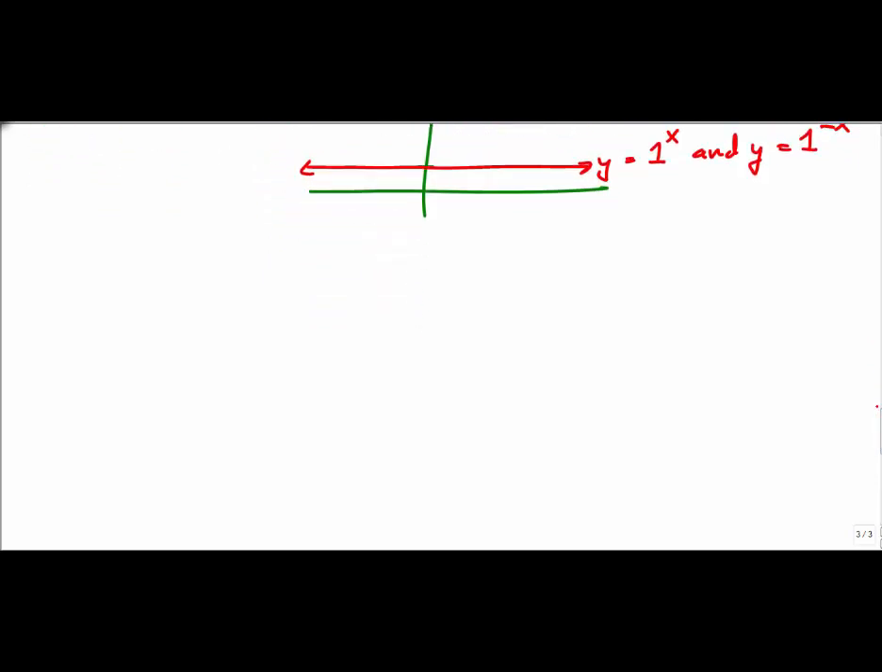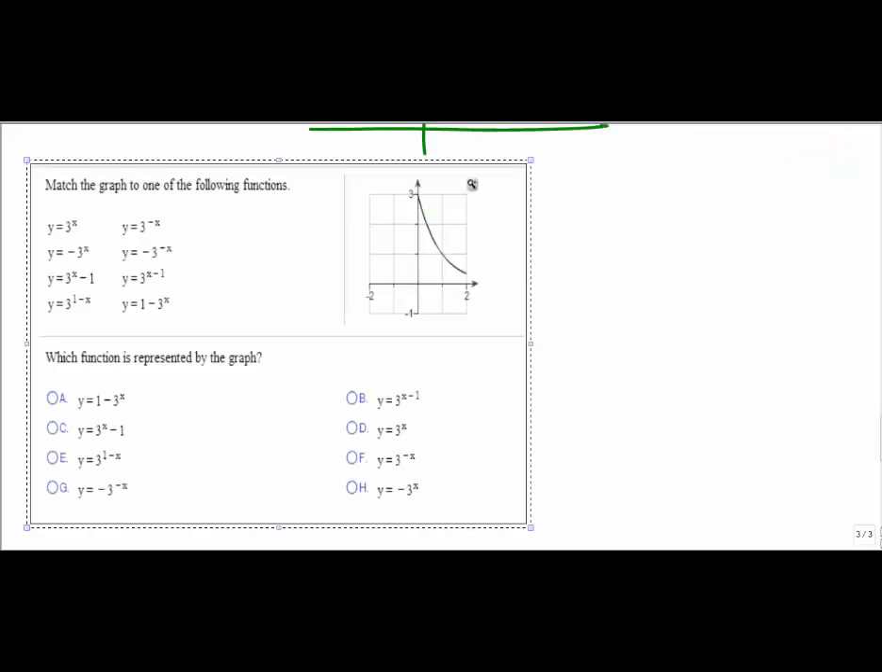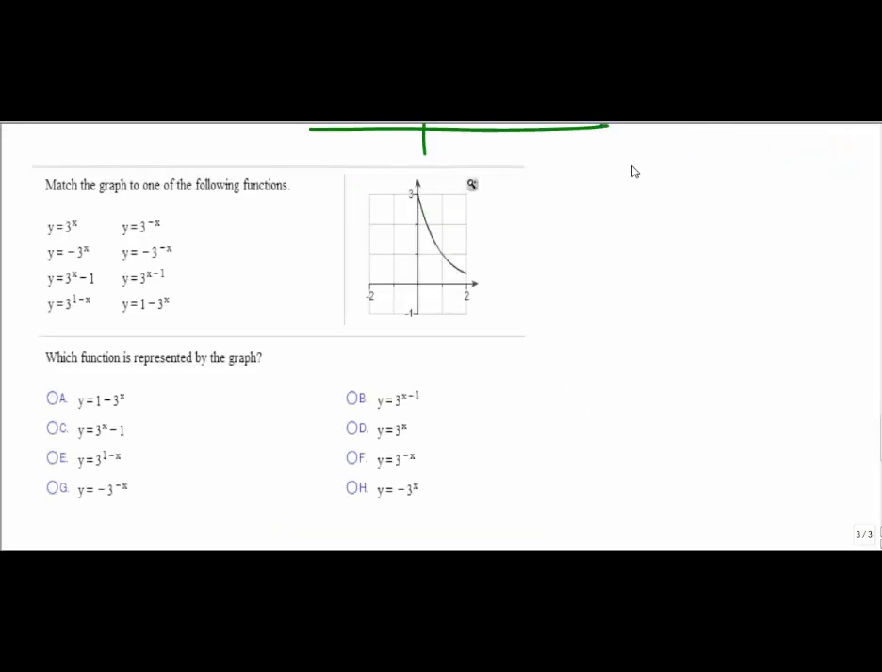Let's go ahead and pull in a question from my math lab and see what we can do to evaluate. So for this graph, it says match the graph, so we're matching this graph over here to one of these functions over here. Well, the first thing I would notice is this is not exponential growth, this is exponential decay. And because it's exponential decay, I need to have a negative x in the exponent.